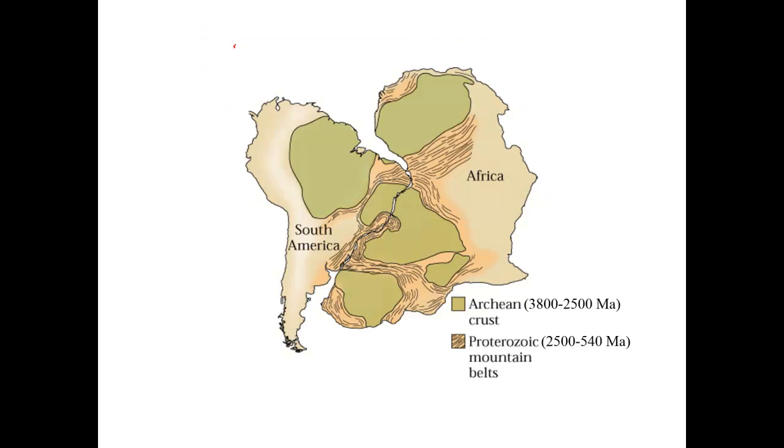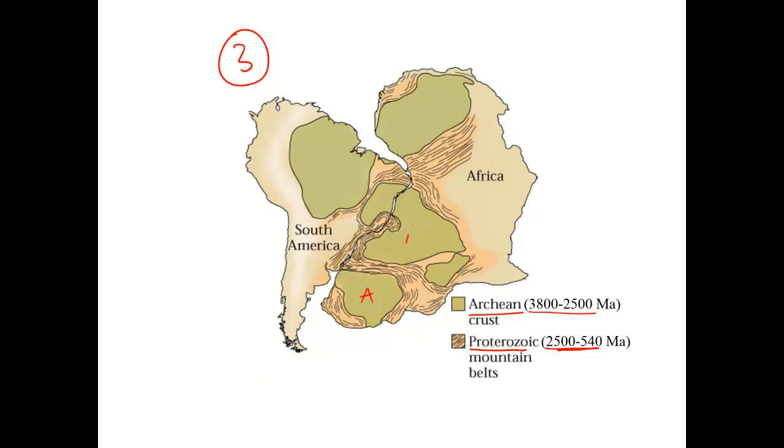Wegener also went back further in time and looked at ancient mountain belts. These are really old mountain belts. You can see here they're Proterozoic in age, which means that they're about 2.5 billion years old to 500 million years old. And these Proterozoic mountain belts wrap around little chunks of even older crust. These are little continental nuclei that existed during the Archean, basically from 3,800 to 2,500 million years ago.